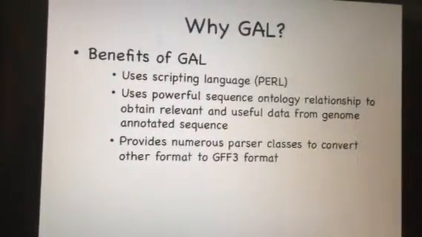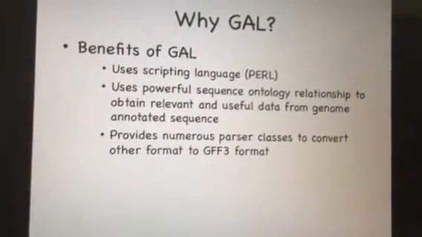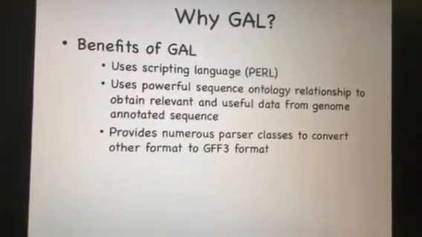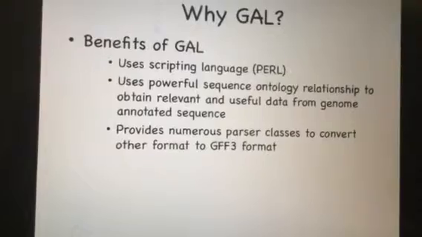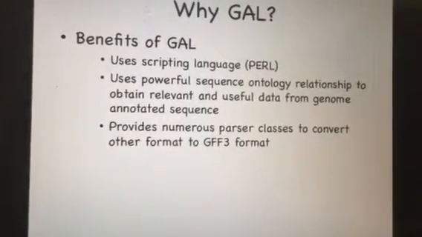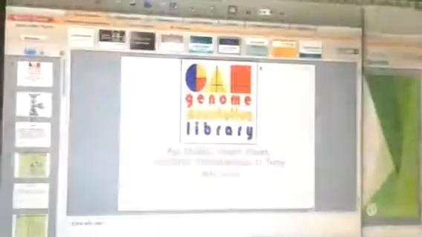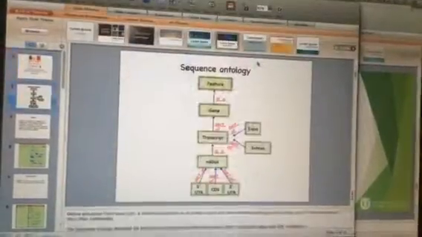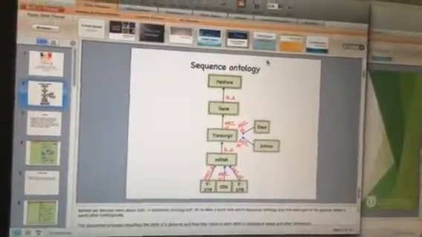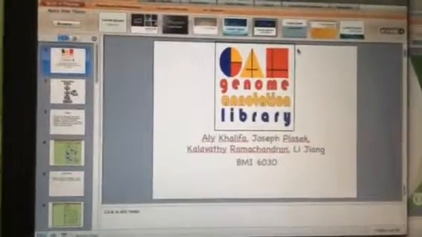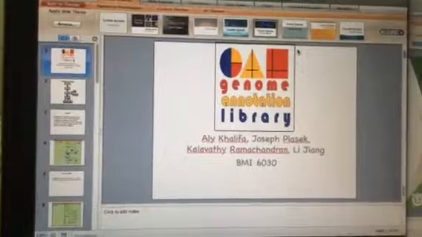GAL uses powerful sequence ontology relationships to obtain relevant and useful data from genome annotated sequence. And it provides numerous parser classes to convert other formats to GFF3 or GBF. Ali will be talking more about the parser classes, and that's about it.